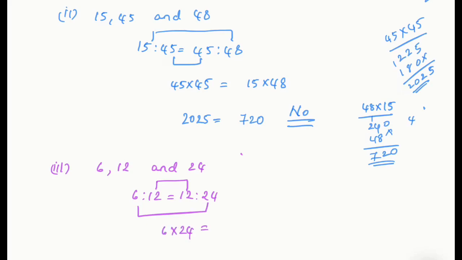6 into 24 equals 12 into 12. Again, 24 into 6: 6 4s are 24, 2 balance. 6 2s are 12, so 144. 144 equals 12 into 12. 2 2s are 4, 2 1s are 2, so 12. 4 4 1, 144. So your answer is S.